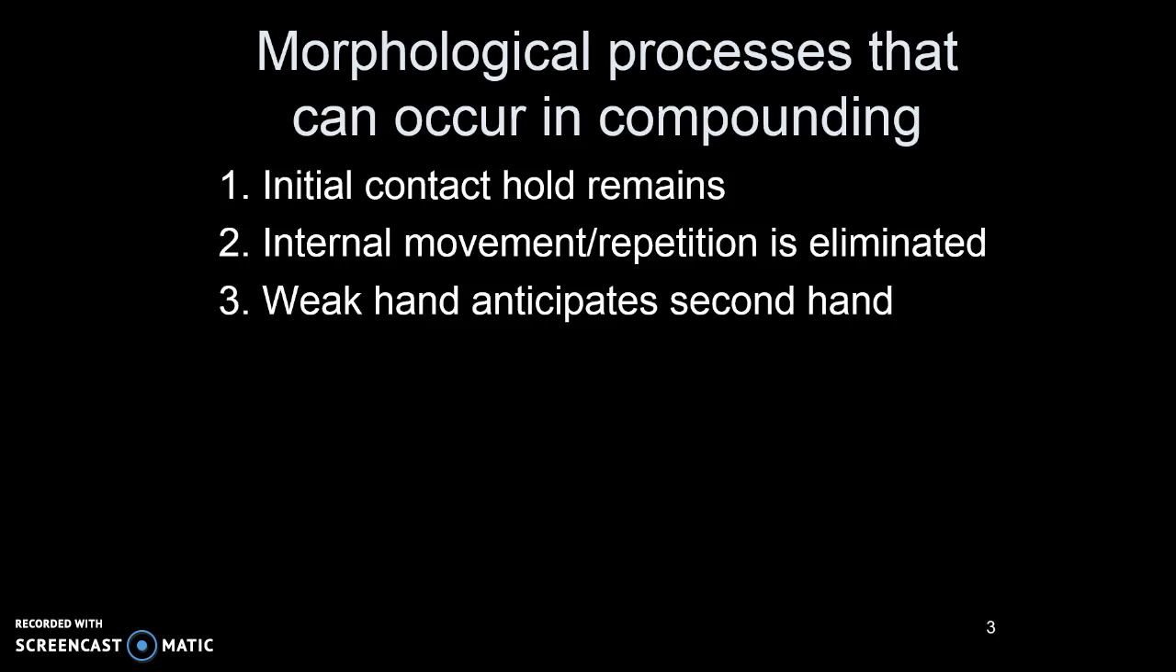Also notice that weak-hand anticipation can happen, so that when I'm signing something like homework, my non-dominant hand will come up and be ready even before my dominant hand moves downward. So as I'm signing home, the non-dominant hand is ready for the sign work. This is how we know that a new sign is occurring that's losing the characteristics of the original signs. Some of the contact holds of the sign home are removed. Some of the movements of the sign work are removed to get this new meaning.